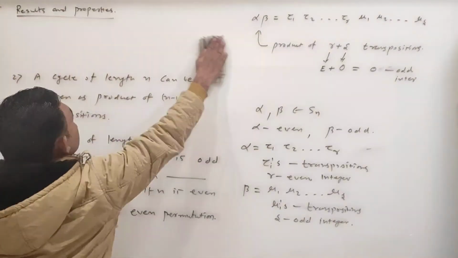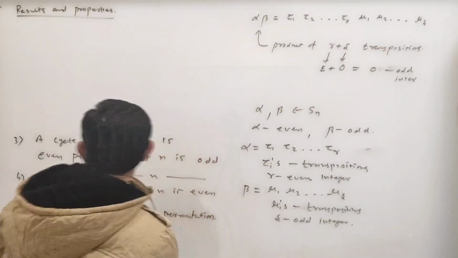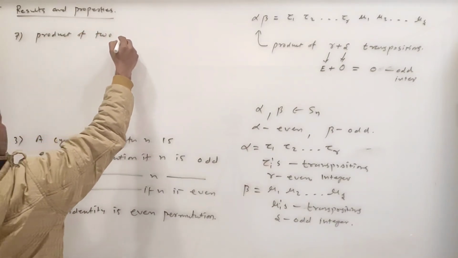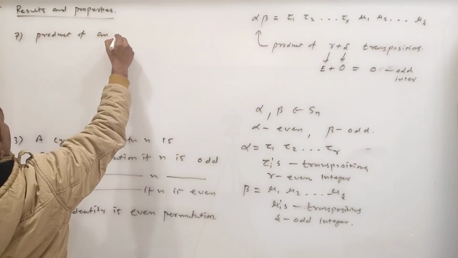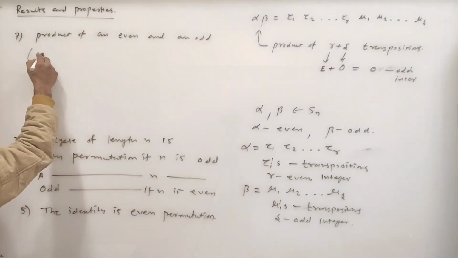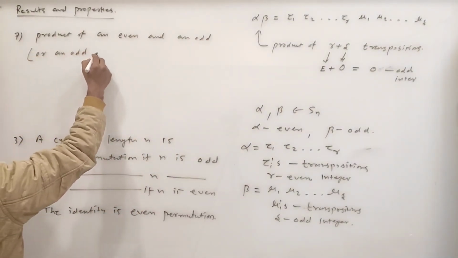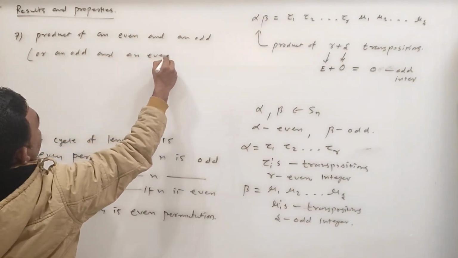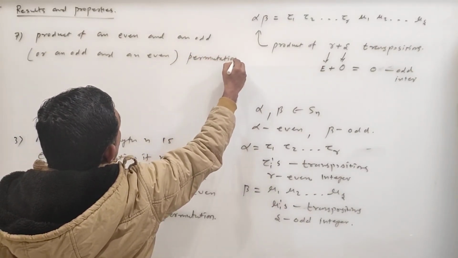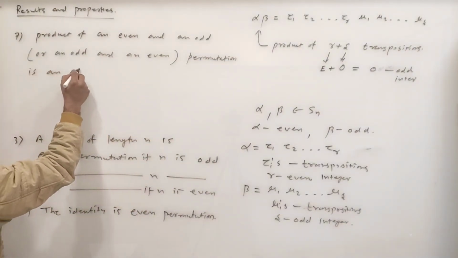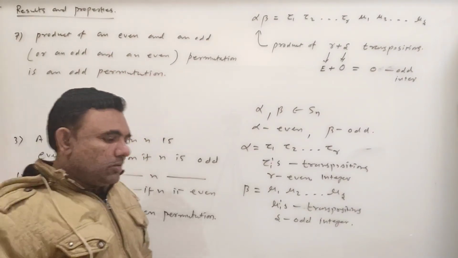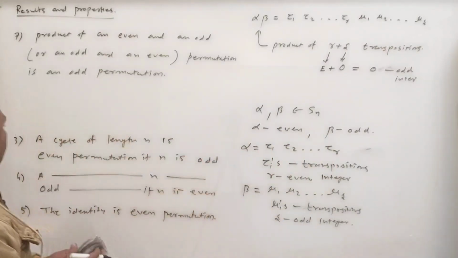So we can write here Result number 7: The product of an even and an odd (or an odd and an even) permutation is an odd permutation. If one is even and the other is odd, or the other way around, then its product is an odd permutation.